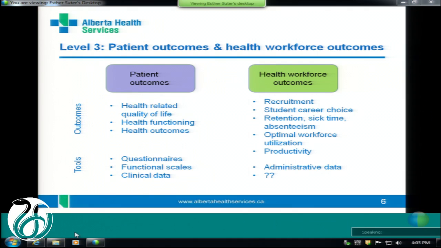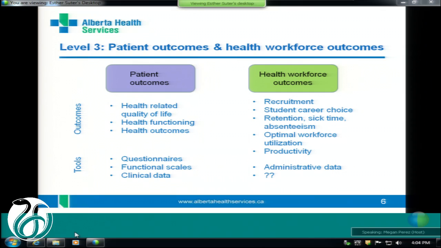On the health workforce outcome side, we have some outcomes related to recruitment, retention, sick time, absenteeism. And I think, again, we have, for the most part, really good data, at least in our organization, and I would think for the most part in Canada. There are multiple databases, financial and labor databases that capture this kind of information that we can actually use to measure those outcomes. Student career choice might be a little bit trickier to measure.